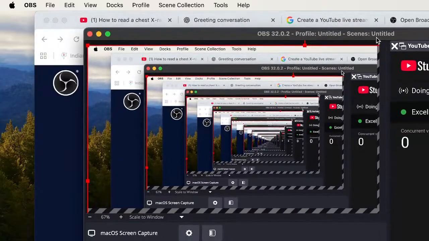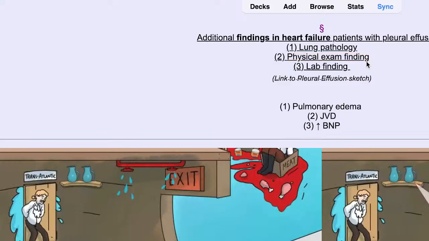Oh, you gotta put it in the center. Maybe that'll work. So additional findings in heart failure patients with this. Lung physiology, physical exam, lab findings in pleural effusion. I don't really remember. You have pulmonary edema, physical exam finding: you have a JVD. There you go. And lab findings, I think you find an increase in BNP because of heart failure. So heart failure means BNP is increased. I think that kind of makes sense.